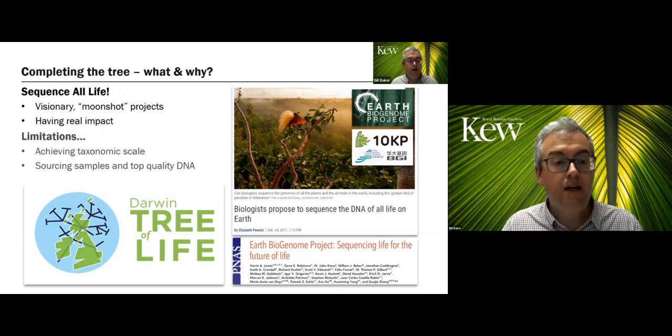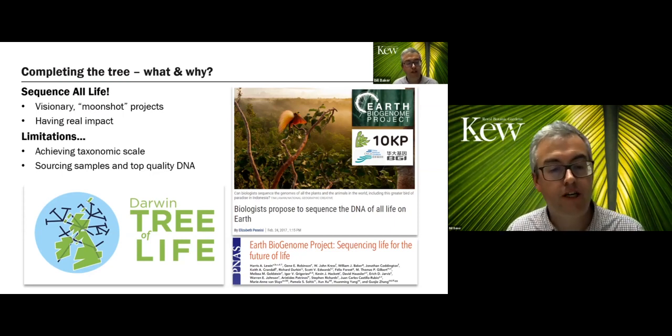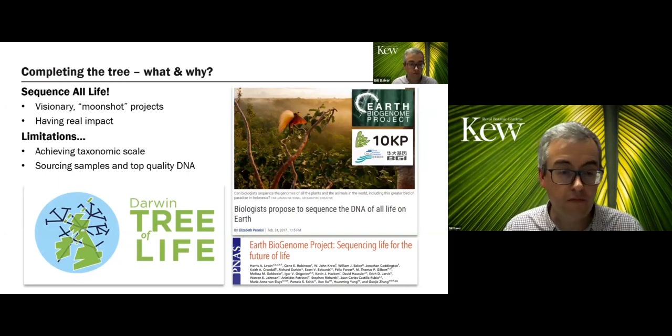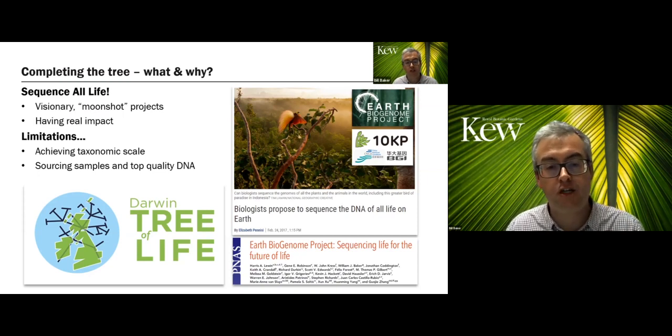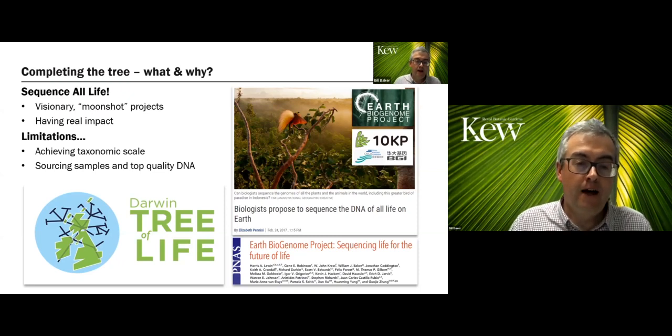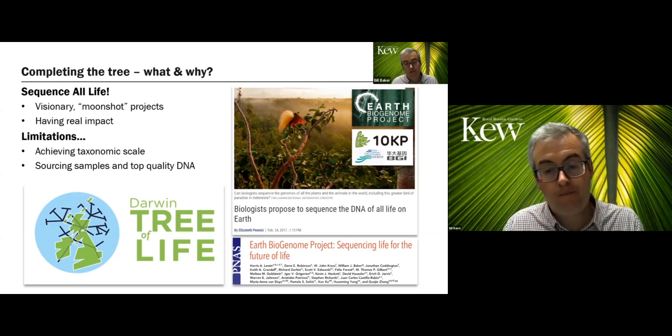It's a great idea. However, there are severe limitations, quite apart from the cost. How do you achieve taxonomic scale if you want to do long read sequencing, which is, I guess, the central technology applied in these projects? You need really fantastic DNA. How are you going to lay your hands on high quality, high molecular weight DNA from material around the world? So achieving taxonomic scale and sourcing those samples and the top quality DNA is a major limiting factor before you even get to the generation of the data and the assembling of the genomes themselves. And so the question is, well, if you do want to achieve scale, where are you going to look?